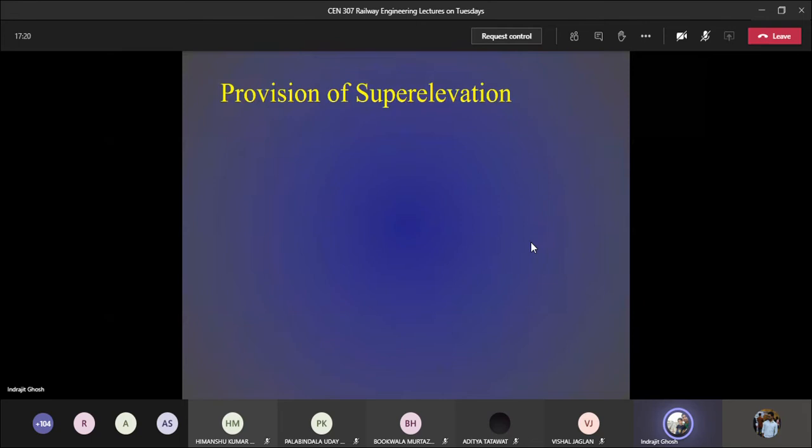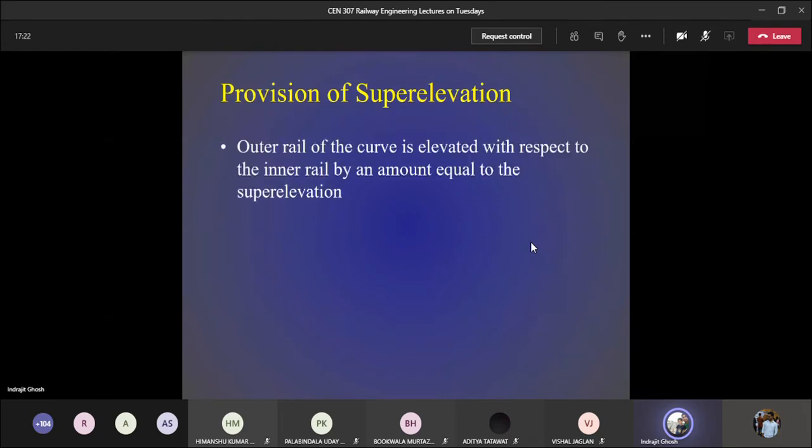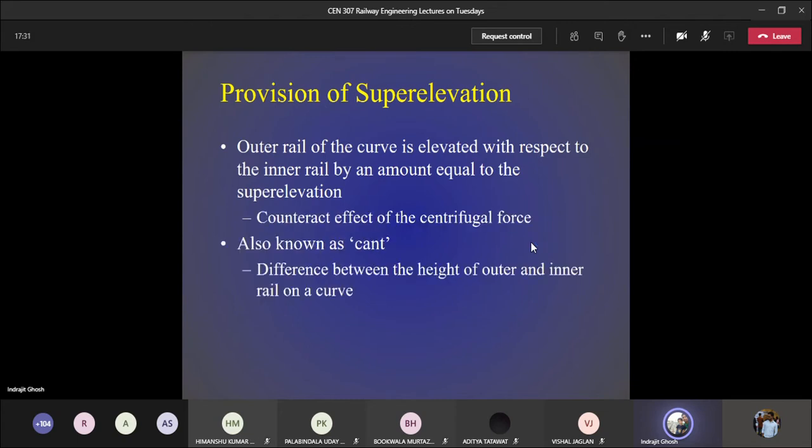These are the reasons which force us to go for the installation of the super elevation. Now, what are the things we need to keep in mind while providing the super elevation? All of you are familiar with this point. We have one outer rail, we have one inner rail. The outer rail is to be elevated in reference to the inner rail. The outer rail will be on the higher side by an amount equal to the super elevation.